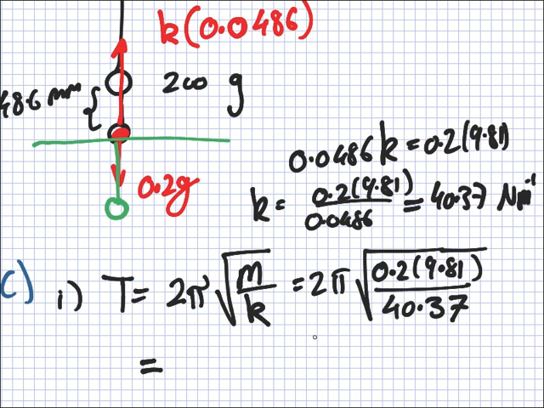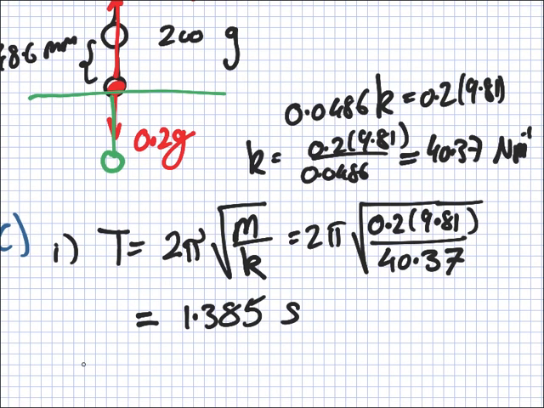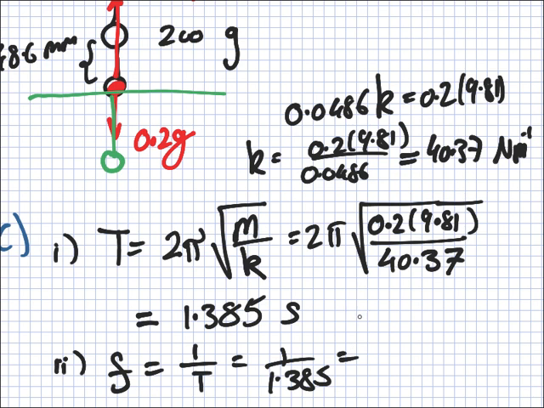The periodic time is 1.385 seconds. Okay, part 2. What's the frequency? Who remembers the formula for frequency? 1 over T. So 1 over 1.385 equals 0.722. And the unit?